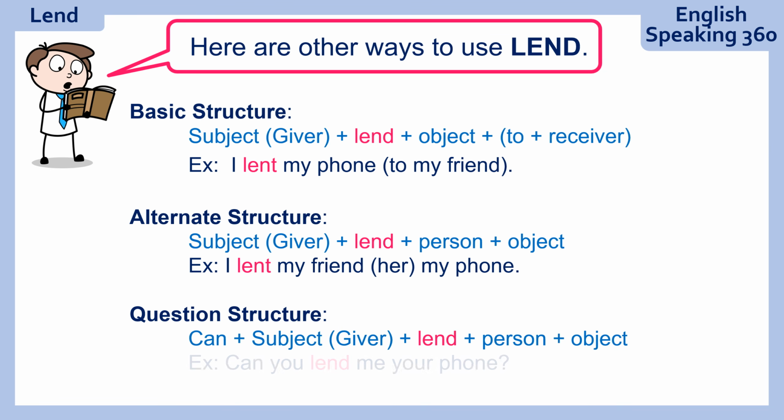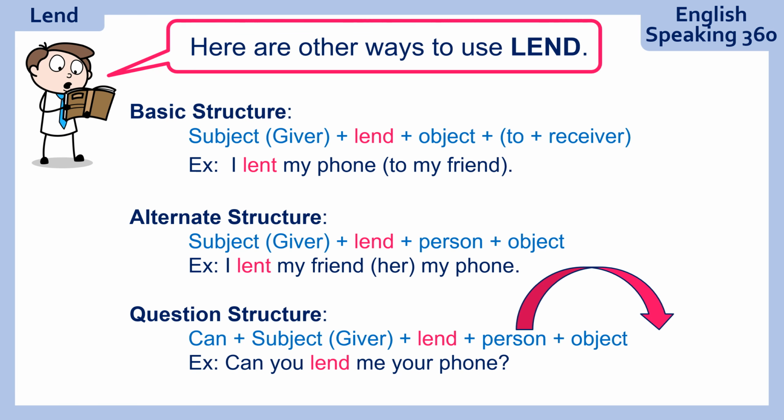Here's an example. Can you lend me your phone? Very good. Can you give me your phone, right? Give me, I'm the person, and your phone is the object that I want. Can you lend me your phone? Or you could switch and put the person at the end. So you could say, can you lend your phone to me? Which is also good.